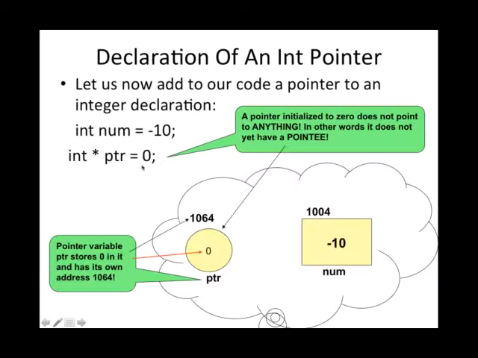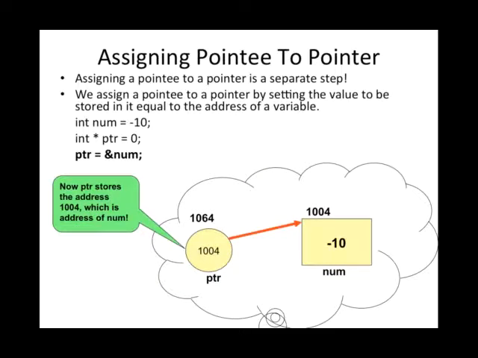And pointers don't contain anything. If you put a 0, that means they just have a 0 value. Right now it's not pointing to anything. To make a pointer point somewhere, we have to make a connection between a variable and a pointer. We're doing that in the next slide.